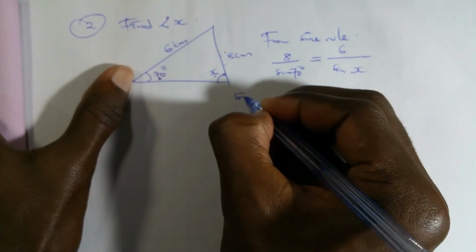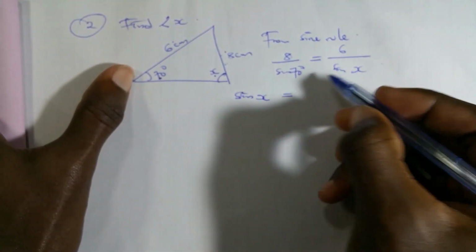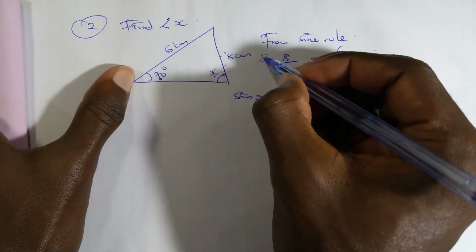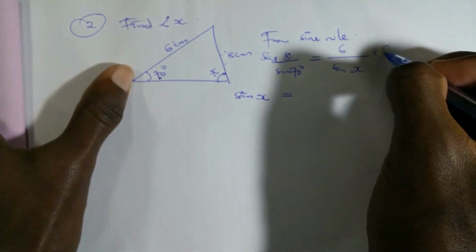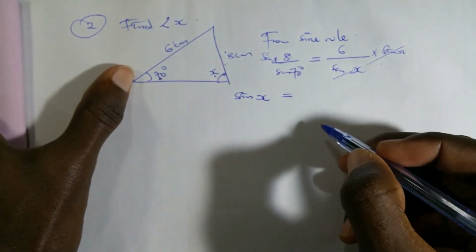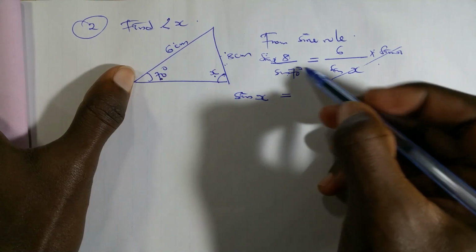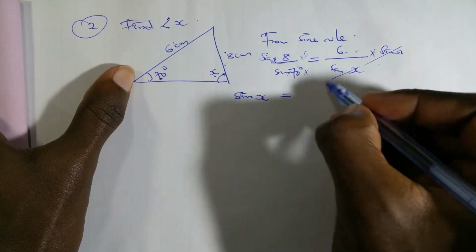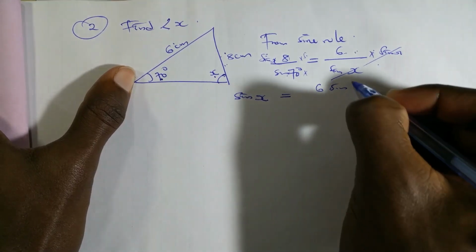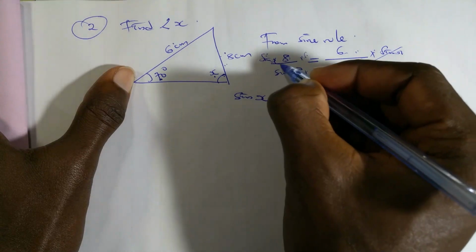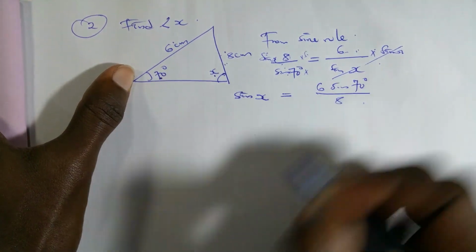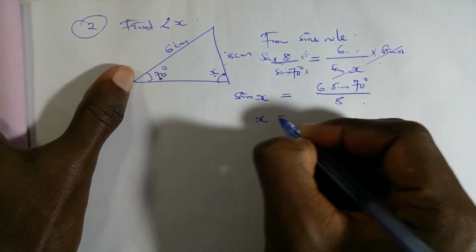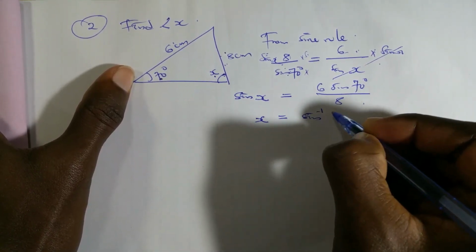Okay, so if we multiply throughout by sine x, we remove it from there. Okay, then we remain with this. Then to remove this, we multiply throughout by sine 70. So there we're going to remain with 6 sine 70. Then divide by 8 to remove it from this side of sine x. Okay, that means our x is actually going to be arc sine of the whole of that.